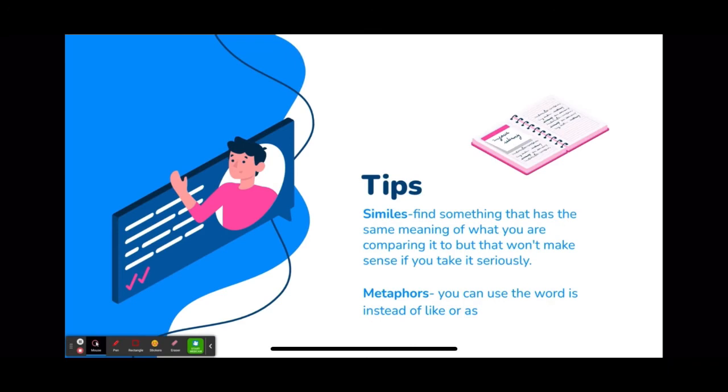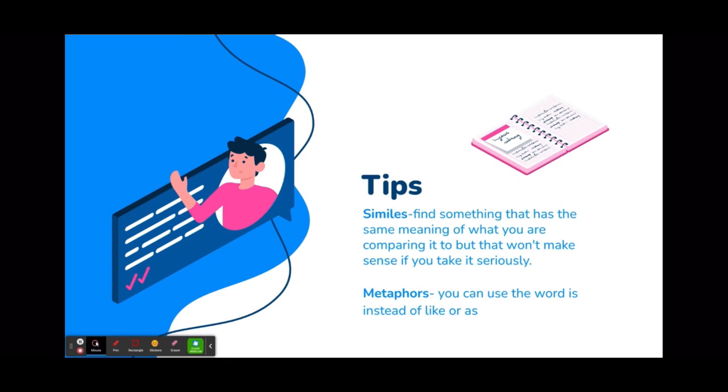Okay, so some tips that you can use. Since similes are more direct, you only have to find something that has the same meaning of what you're comparing it to, but make sure it won't make sense when you take it seriously. So if you take the example, in the winter the air grows colder, to change that into a simile, since they're saying how the air is cold, you'd have to find something that's cold and say, in the winter, the air is like ice, since ice is cold.